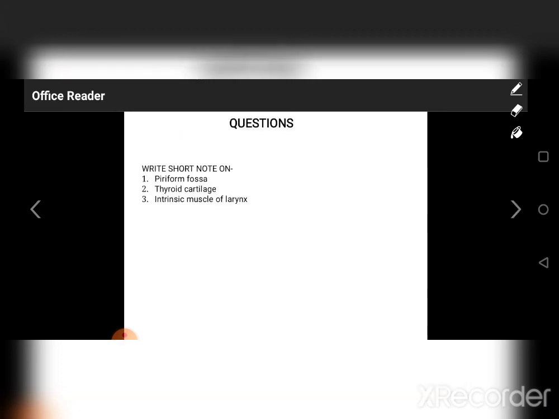Then the important questions as per this chapter. Write a short note on pyriform fossa. In this you have to mention the boundaries of the pyriform fossa and its clinical significance. Then write a short note on thyroid cartilage, then intrinsic muscles of the larynx and their actions along with the movements of rima glottidis. In this you also have to draw the diagram for the movements of rima glottidis.